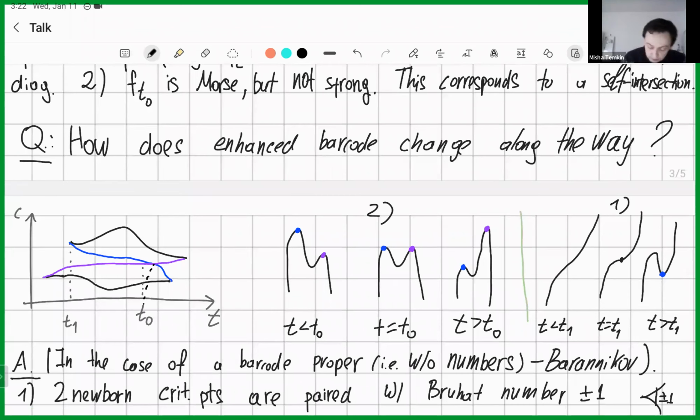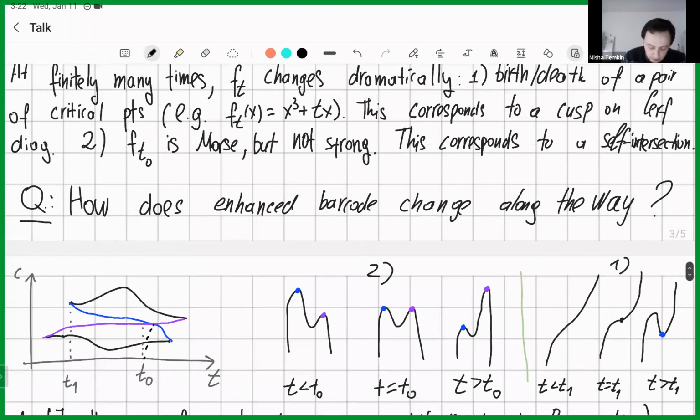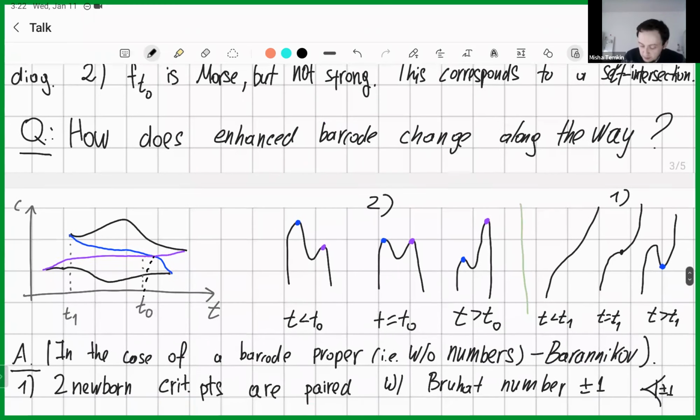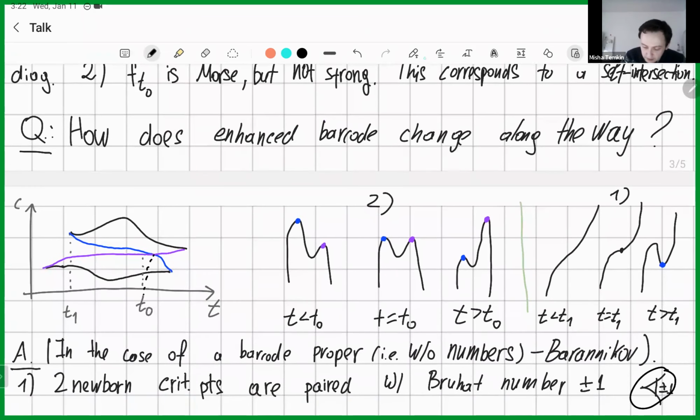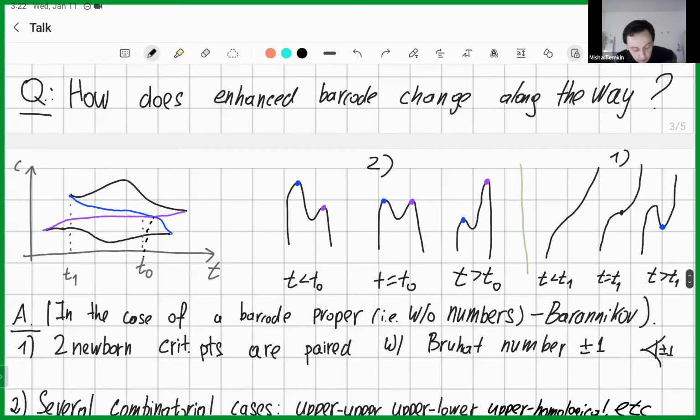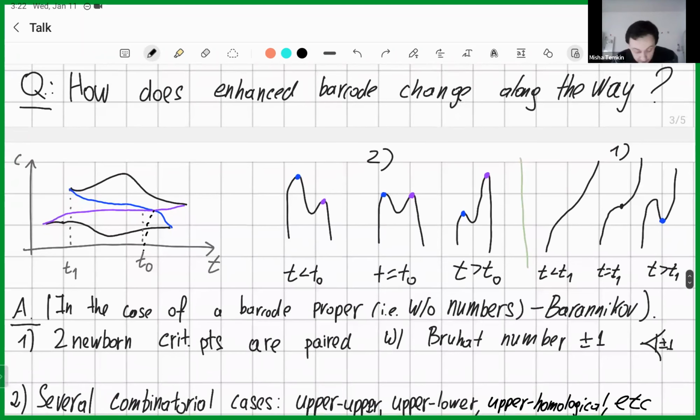So the answer is twofold, which corresponds accordingly to two types of bifurcations. In the first case, there is nothing much interesting going on. There are two newborn critical points, and they are paired by a bar with Brown number plus minus 1. So the picture is like this. There is a tiny bar which appears, and the number is plus minus 1. Well, in any field, yes, 1 is in any field. So that's okay.